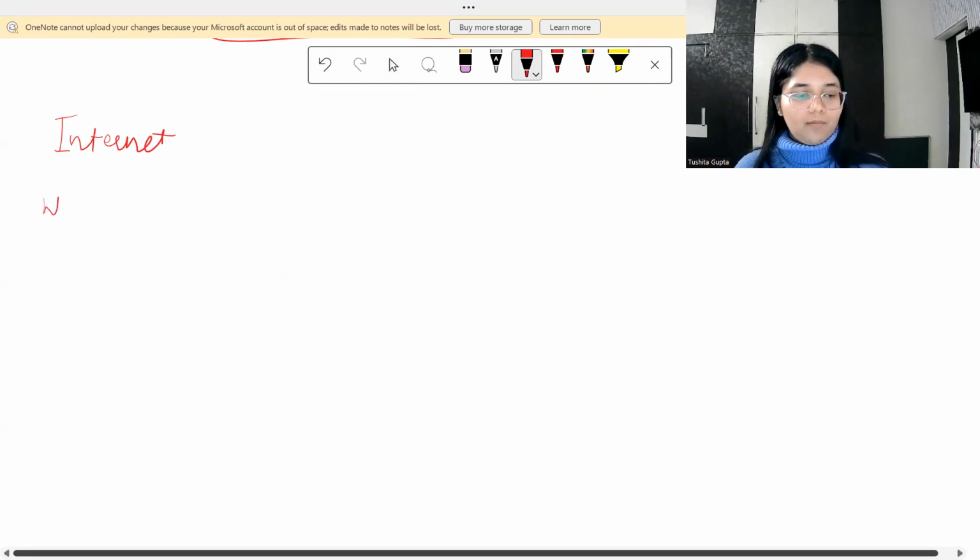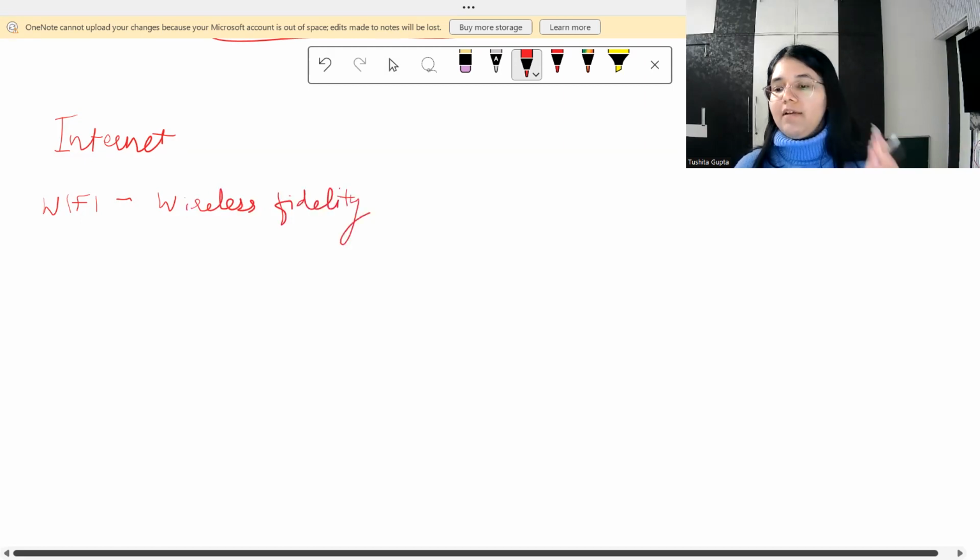Then we talk about Wi-Fi. So everyone has a Wi-Fi today, and not a lot of you will know the full form of Wi-Fi. So basically Wi-Fi means wireless fidelity. So basically, Wi-Fi is something which will facilitate the mobile use of laptop computers and handheld devices.